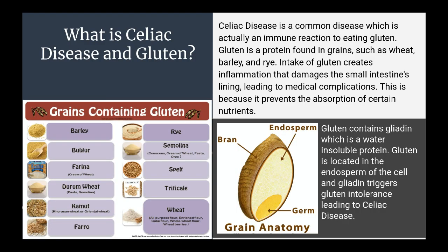What is gluten? You see, wheat, barley, and rye are grains, one-seeded fruit that are essentially a single cell. Gluten is found in the endosperm of the grain. It contains water and an insoluble protein called gliadin. It is gliadin which triggers gluten intolerance, leading to celiac disease.